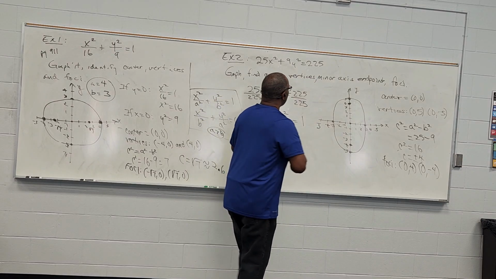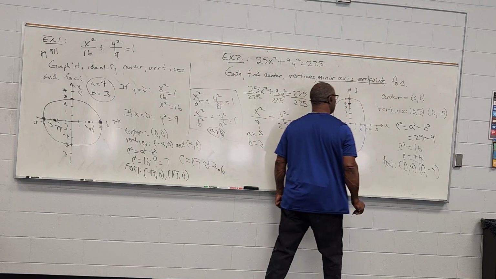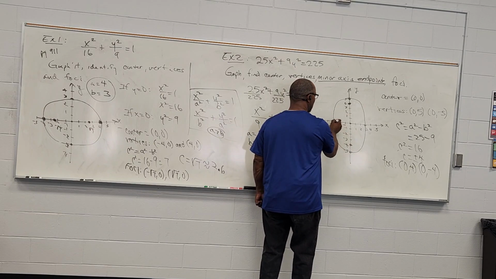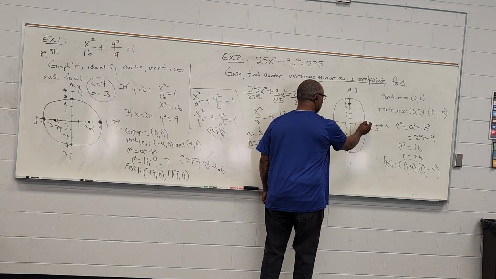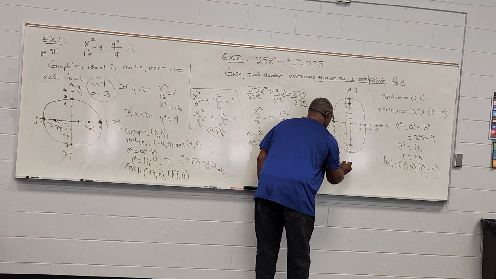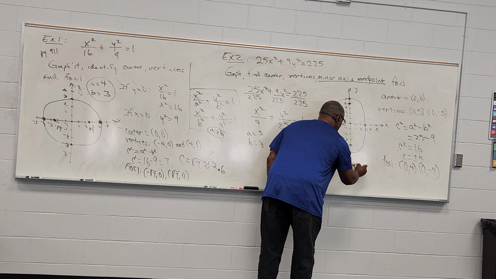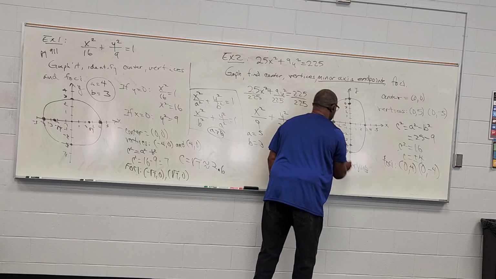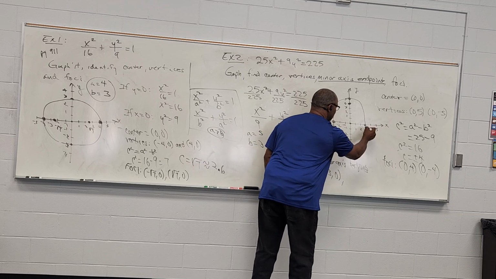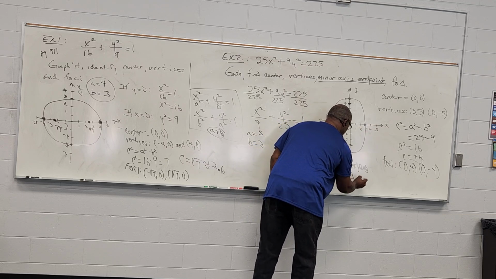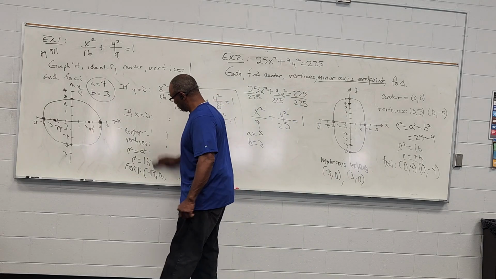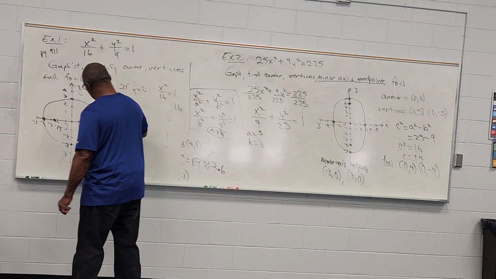They also wanted the minor axis endpoints. So not the major axis endpoints, I did that with the vertices. The minor axis endpoints would be here and here. They will be right here at negative 3, 0, and right here at positive 3, 0. Those would be my major and minor axis endpoints.